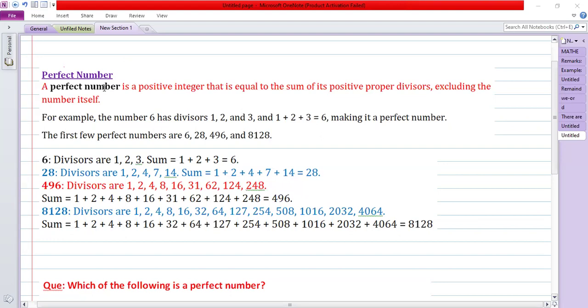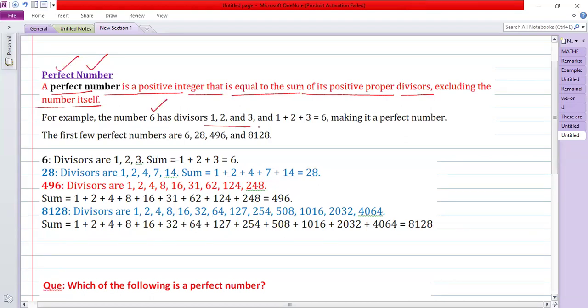Welcome one and all. In this short video, I will discuss what a perfect number is and a very interesting fact about perfect numbers. A perfect number is a positive integer that is equal to the sum of its positive proper divisors, excluding the number itself. For example, 6 is a perfect number.